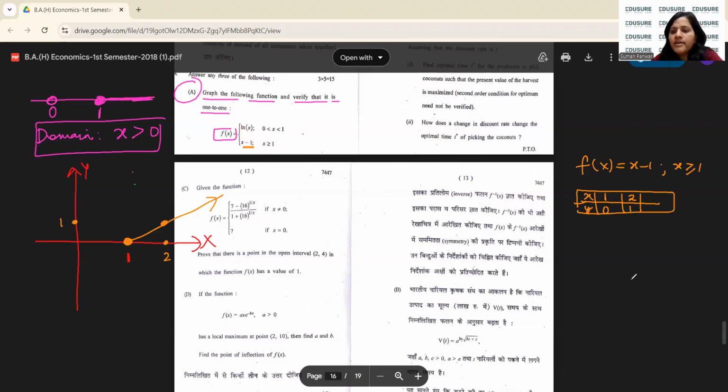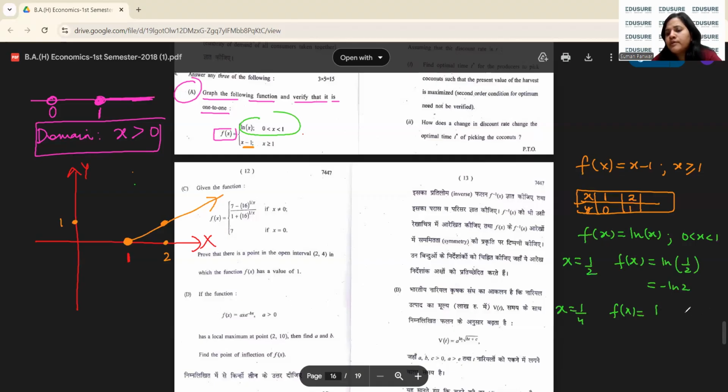Okay. Now let us look at this particular part. f(x) equals natural log of x when x is between 0 and 1. See, whenever x is between 0 and 1, the log of x always takes negative values. For example, if x is equal to half, f(x) equals natural log of half, which is minus log 2. So which is negative. You take x equals 1 by 4. So f(x) equals log of 1 by 4, which is minus log 4. So it goes like this.